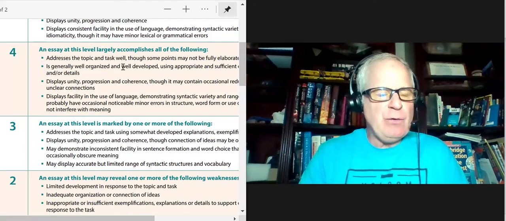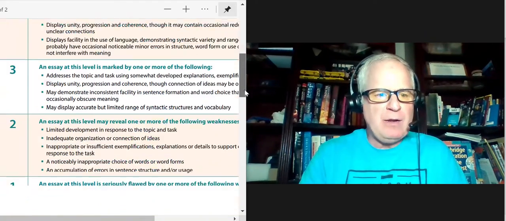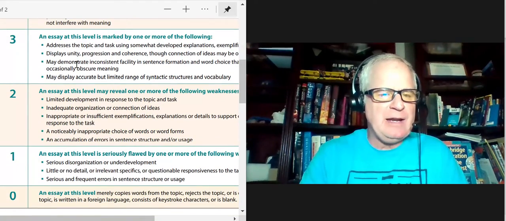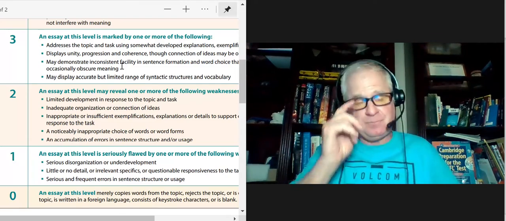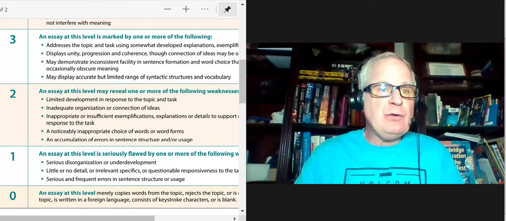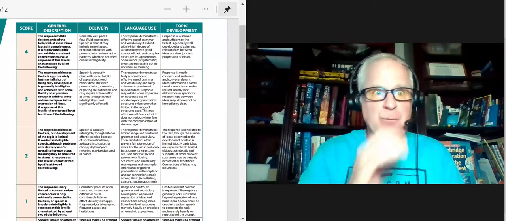And I think with yours, I'm going to put you in the 3 to 3.5 range. It may demonstrate inconsistent facility in sentence formation and word choice. So let me show you what I'm talking about here.